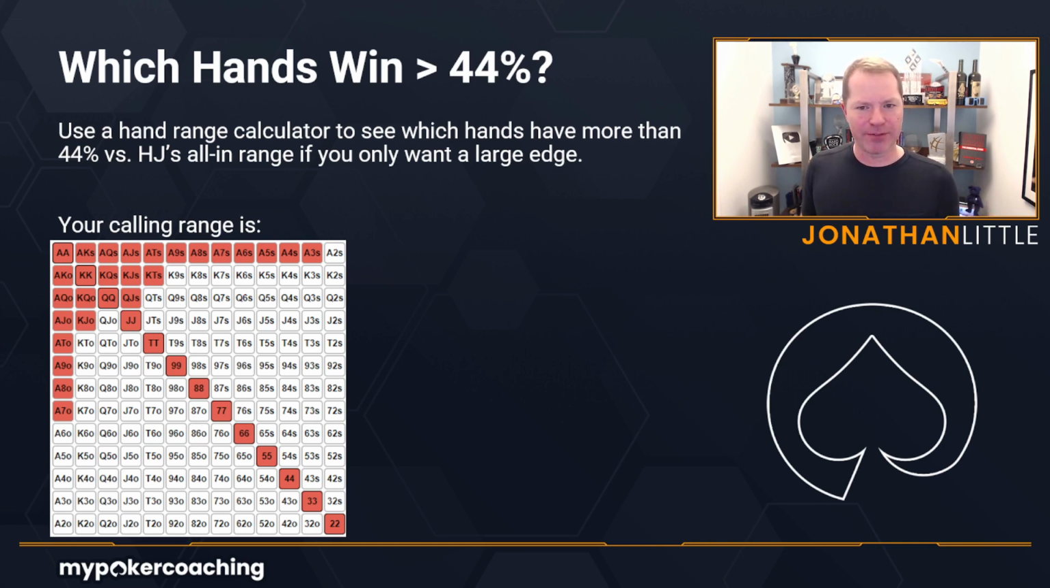Also, I want to make it very clear, whenever you're running this spot, you don't necessarily want to figure out which range has more than 44% equity against the opponent's range. You want to figure out which specific hands have more than 44% equity against the opponent's range. Because, for example, pocket aces has way more than 44%. And if you run a whole range, you're going to find that an entire range will be much wider that has more than 44%, but that's not how it works because we actually know our individual hand in this scenario.